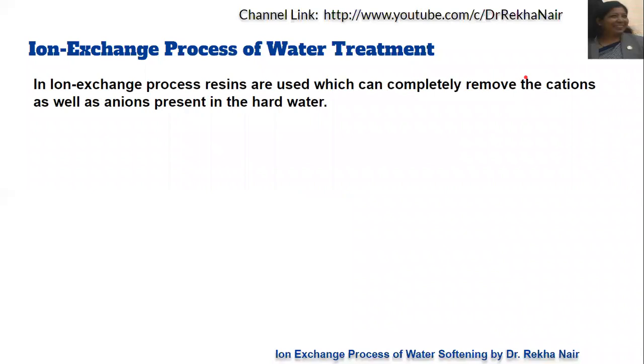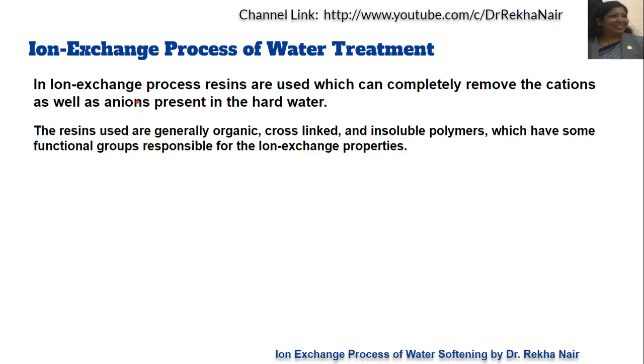Now the ion exchange process involves the use of resins, which can completely remove cations as well as anions. In case of zeolite, only cations were removed, that is only calcium and magnesium ions. Here the negative ions, that is chloride, sulfate, nitrate, can also be removed. So all the cations as well as anions can be removed by using this ion exchange process.